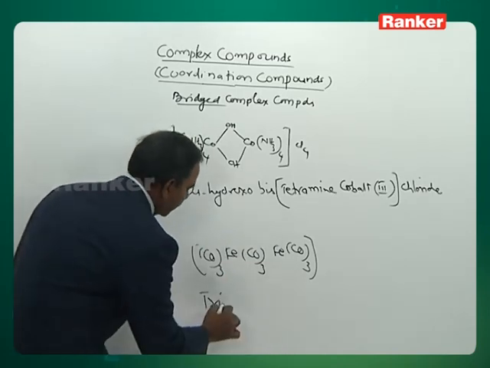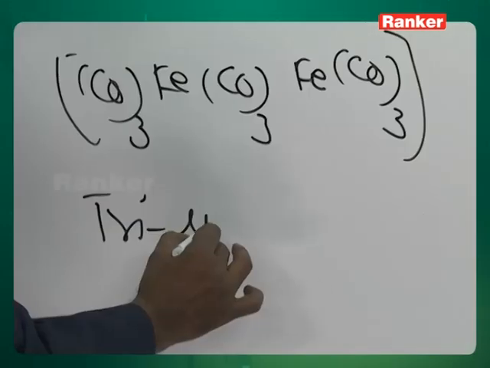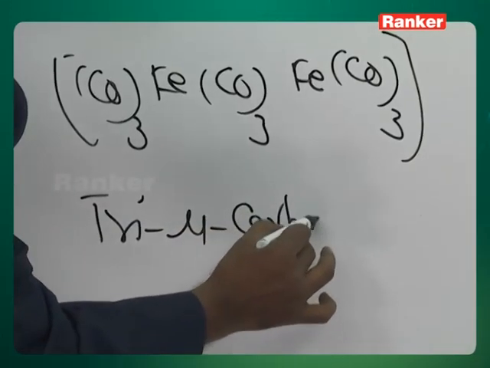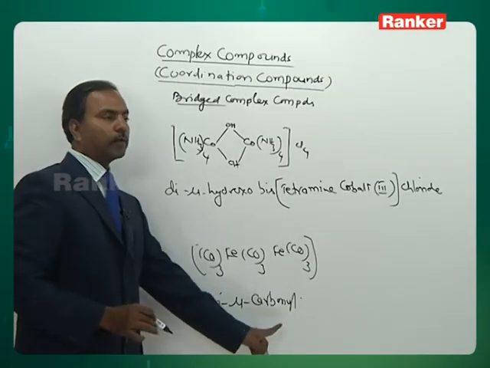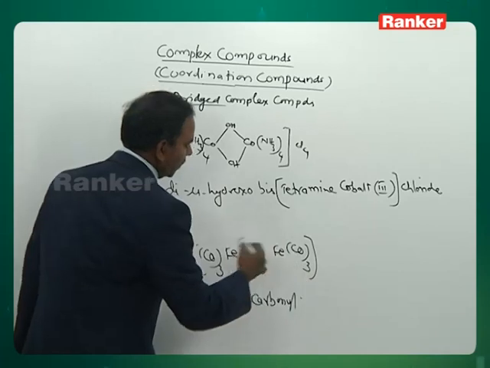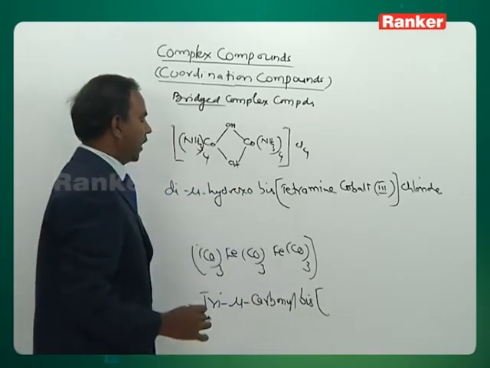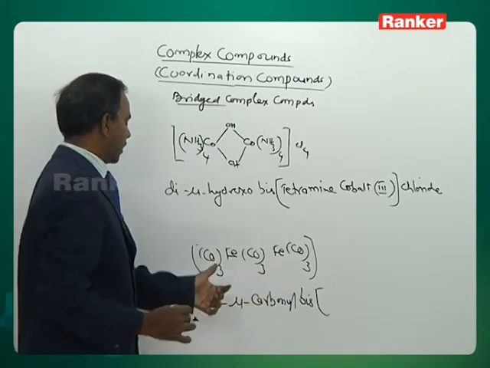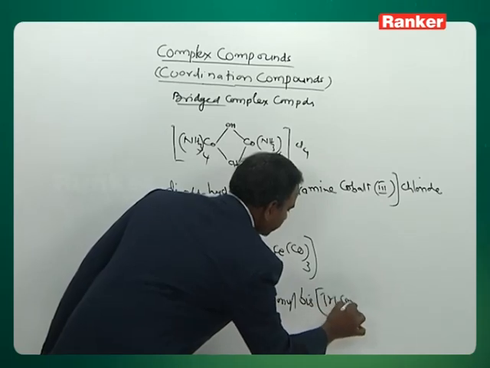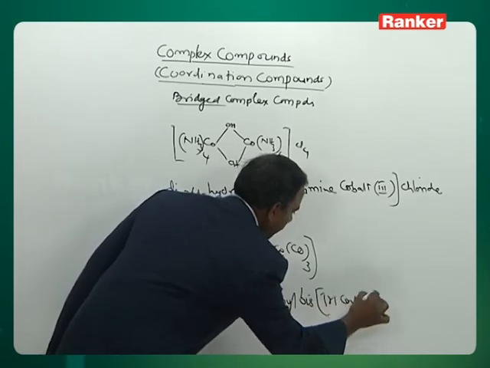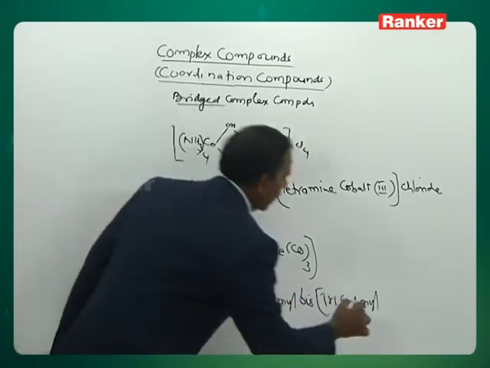Then to represent the bridges, what did I say? Mu. Tri mu. 3 bridges. What are bridging? Carbonyl. Tri mu carbonyl. Next, to represent on either side, what did I say? Put bis and a big bracket. Then whatever is on the other side, on either side, we represent as tricarbonyl. Trimu carbonyl bis tricarbonyl iron.